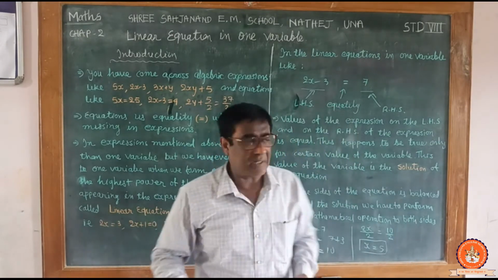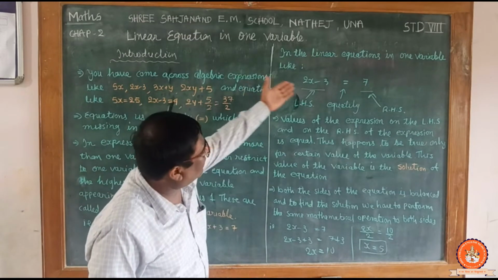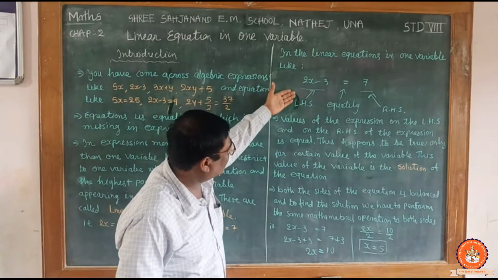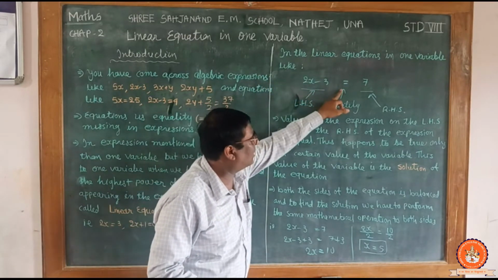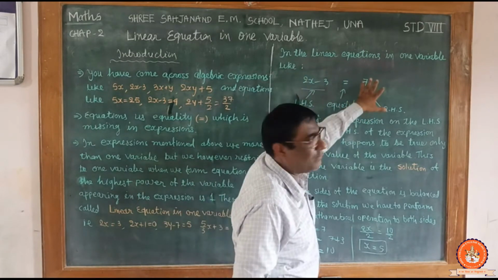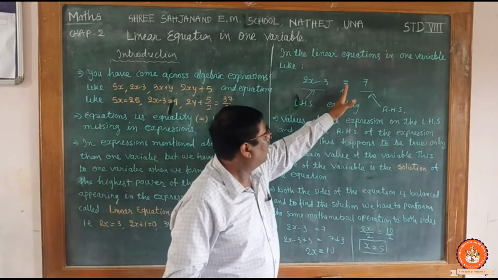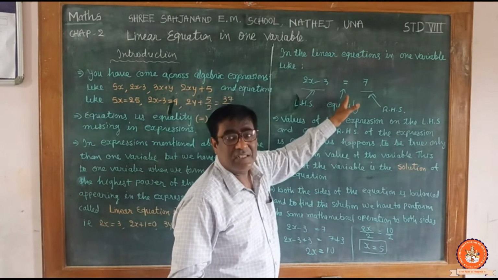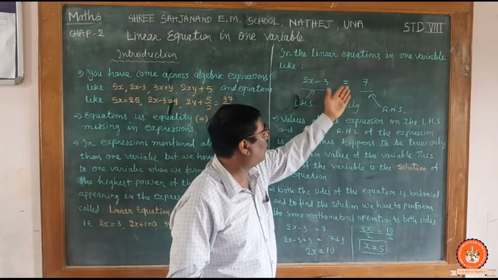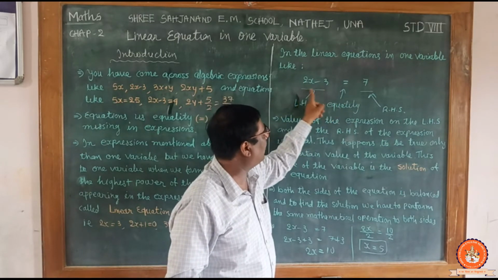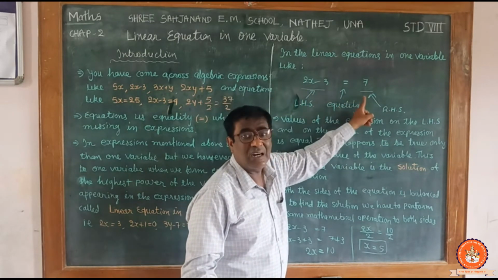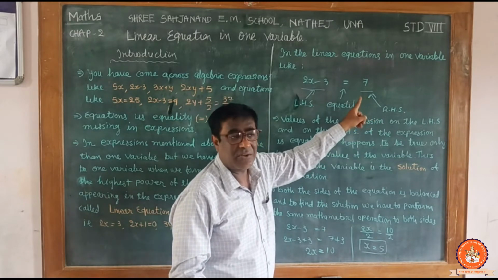Now my friends, in the linear equations of one variable like this, 2x minus 3 is equal to 7, this is the example of linear equation in one variable. Now look at it. This is equality sign or equality mark. This is the left hand side of equality, and this is the right hand side of equality.